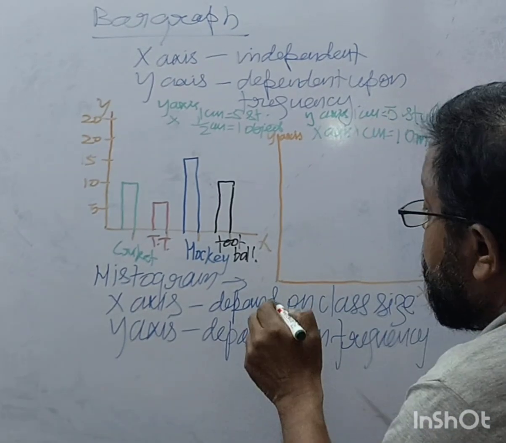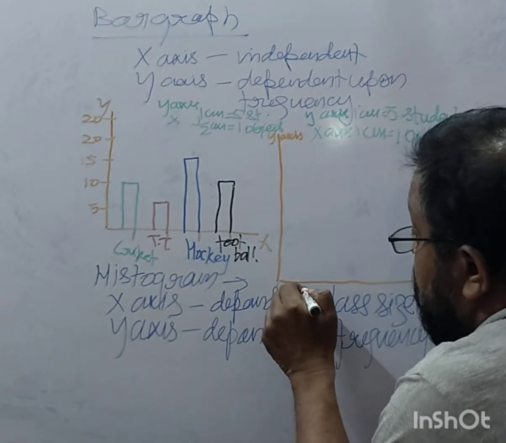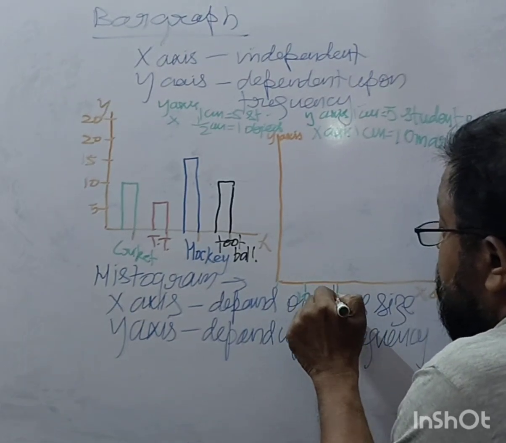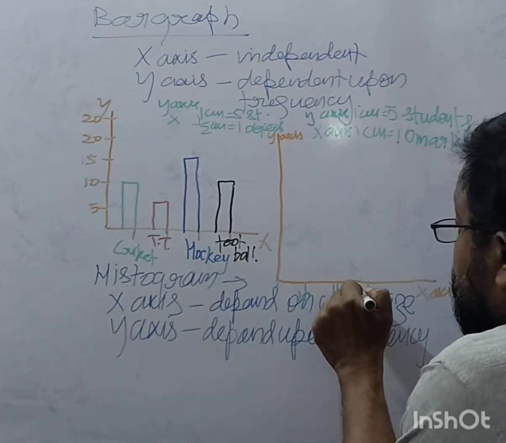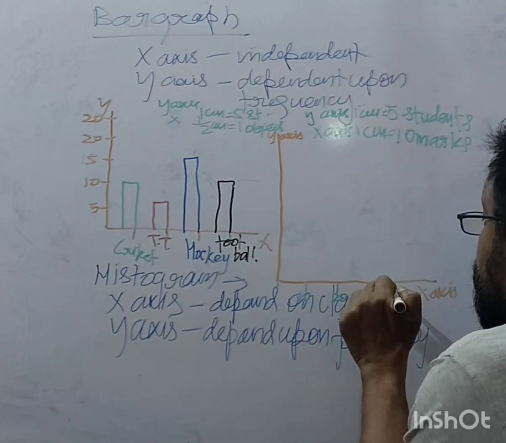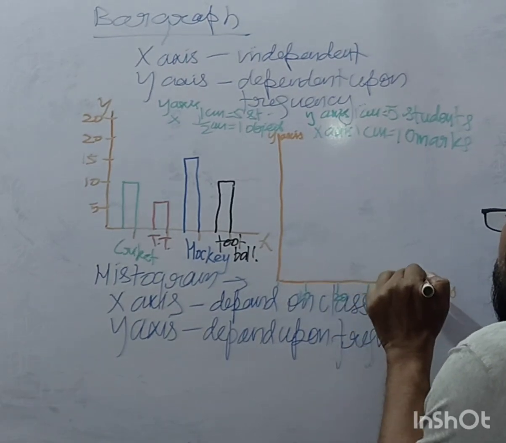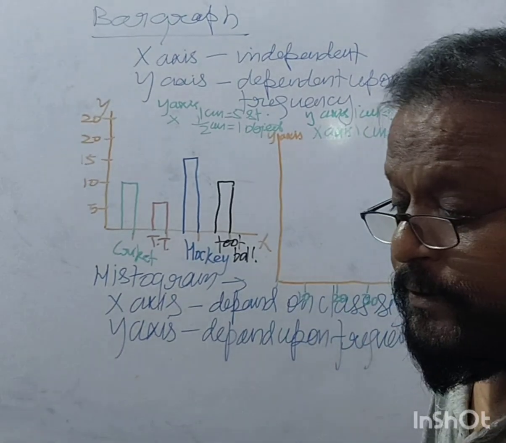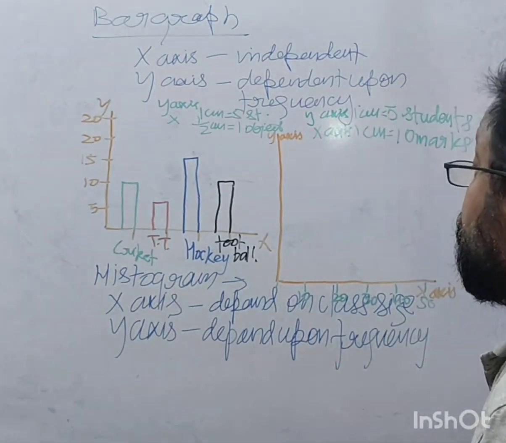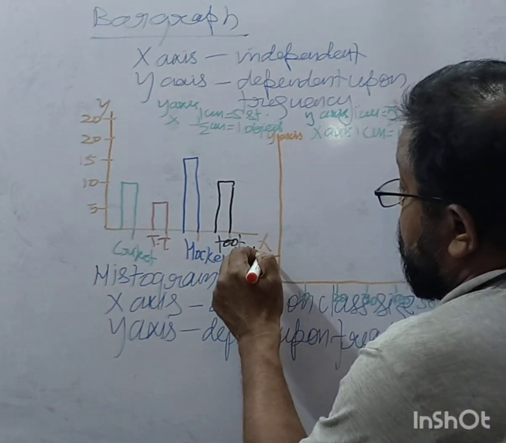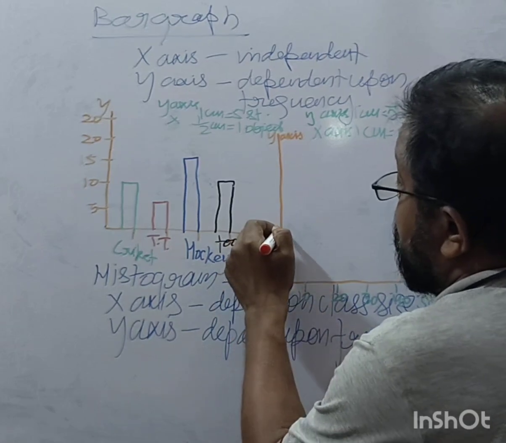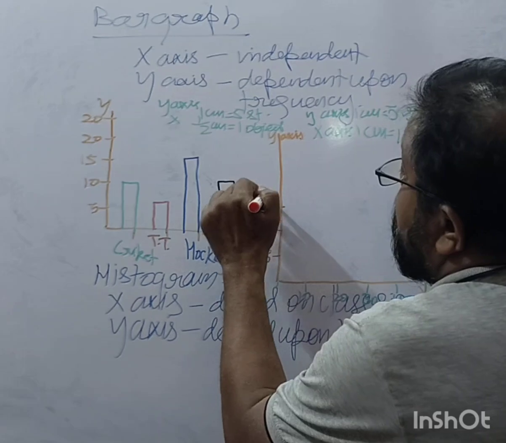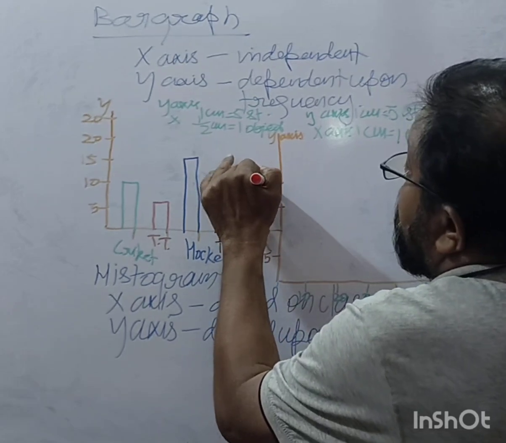So here we have 10, 20, 30, 40 and 50. And then we have 5, 10, 15, 20, 25.